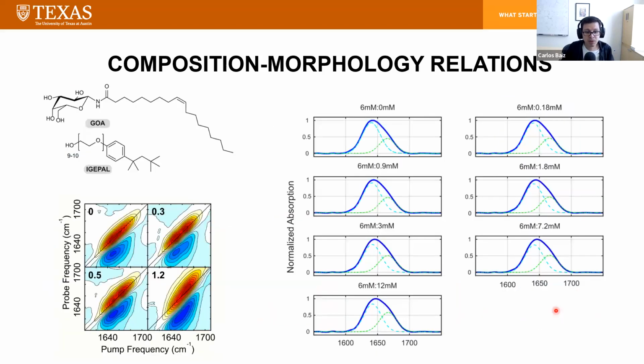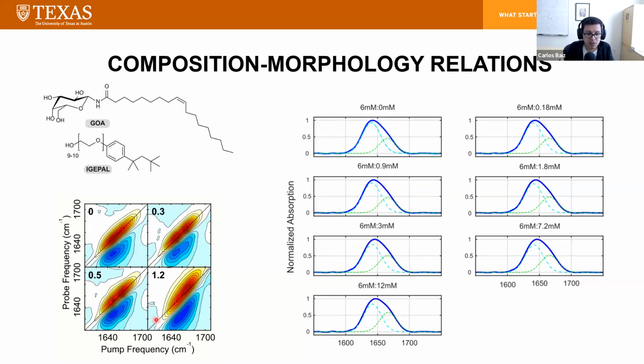Now, where we come in with our work is that we want to understand how the composition determines those interfacial environments. Not just the morphology that's been characterized already, but how the composition modifies those interfaces. To do that, we use 2D infrared spectroscopy, as I described previously.